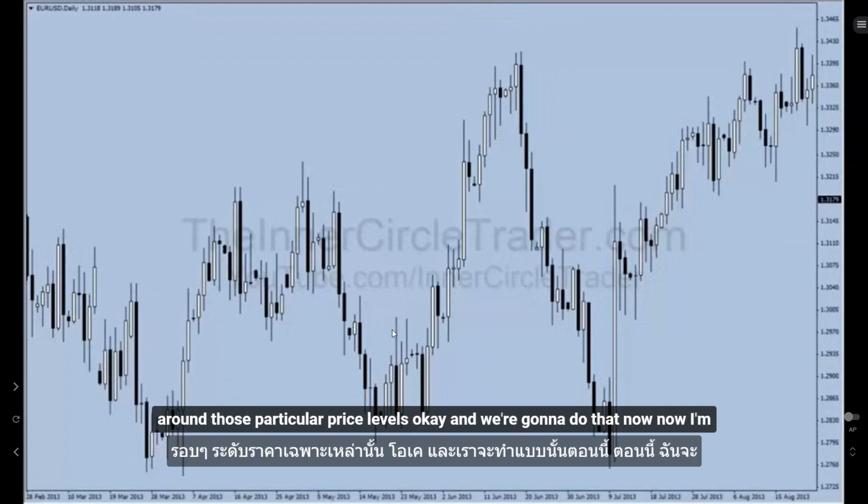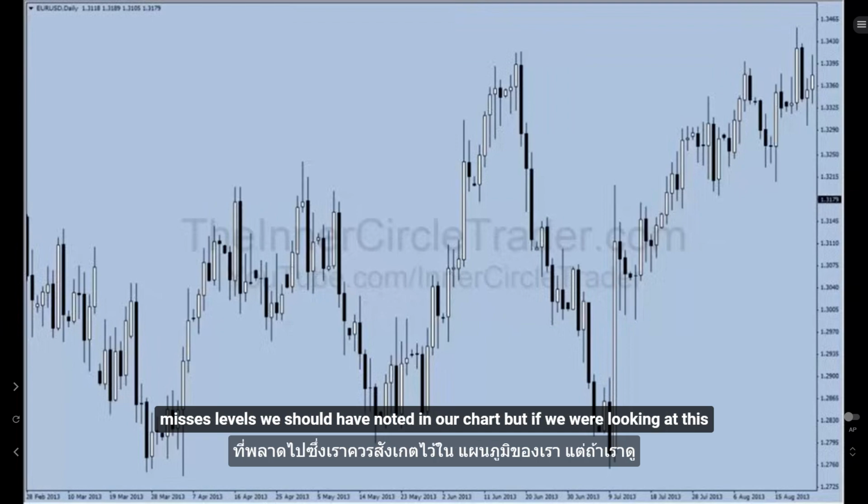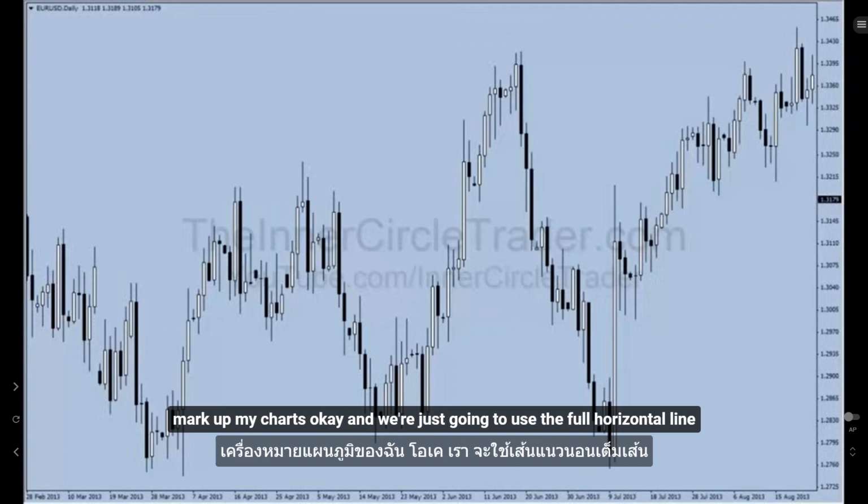In the coming weeks around those particular price levels. Okay, and we're going to do that now. Now, I'm not going to beat it to death in terms of what reaction levels and what support resistance levels we should have noted on our chart. But if we were looking at this example here, and this was real time in the time of you sitting down in front of the charts, or when I would be sitting in front of the charts, this is how I would mark up my charts.